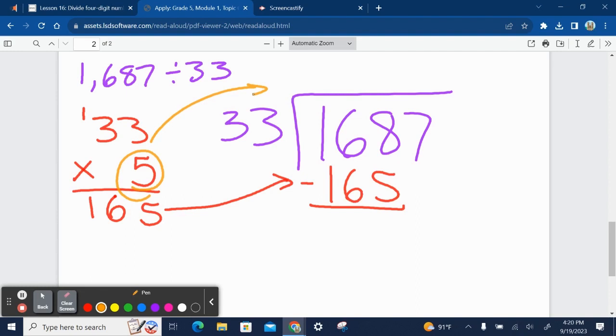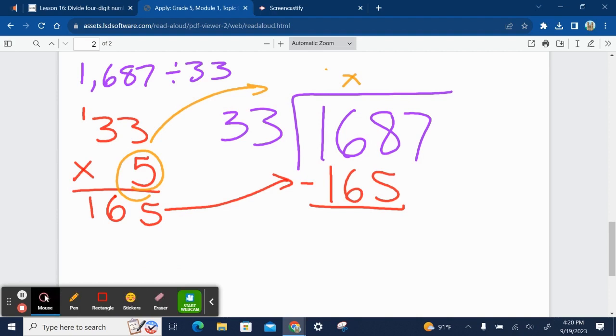Your 5, which is the number you multiplied by, will go on top of the house. And now you have to figure out where it should go. Well, if I put it over the 1, that tells me that 5 times 33 can go into 1, which is not correct. 5 times 33 is much bigger than 1, so we know that's incorrect.